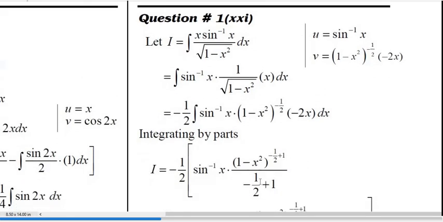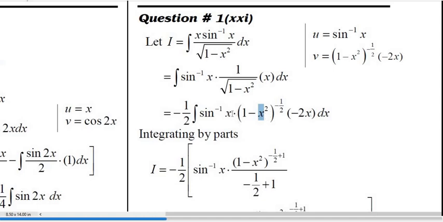Next, part number 21. Let I is equal to x sine inverse of x divided by square root of 1 minus x square dx. Here first of all separate these functions: sine inverse of x, multiplied by 1 upon square root of 1 minus x square, into x. Shift this function from denominator to numerator, its power will become negative. Minus 1 by 2, sine inverse of x into 1 minus x square whole power minus 1 by 2, times minus 2x. This minus 2x is the derivative of this inner function. The inner function is 1 minus x square, and derivative of 1 minus x square is equal to minus 2x.